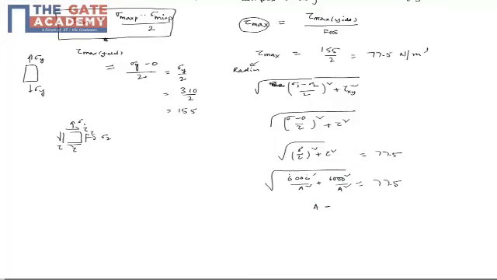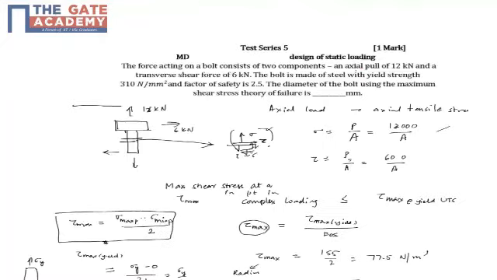If I calculate this with a calculator, I get A as 109.5 mm square. Remember, A is your circular cross section, since the bolt will have a circular cross section, so pi by 4 d square. From this, d comes out to be 11.8 mm. So that is the answer: 11.8 mm.